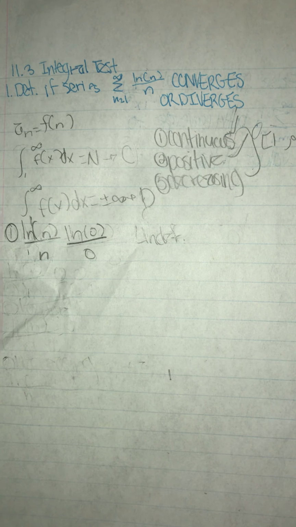So first we're going to check if this is continuous. We have natural log of n over n, and we're going to check to see if there are places where it's discontinuous. So natural log of 0 over 0 is discontinuous because natural log of 0 gives us an undefined number, and if it's undefined, this is where the function is discontinuous, as we learned in Calc 1.